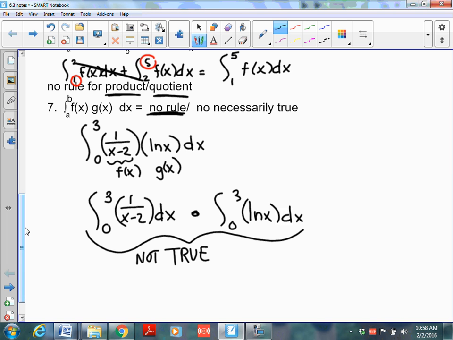We'll show you a different way to solve problems like multiplication or division, the product and the quotient. So just remember you cannot break up a product or quotient and just assume you get the same answer. Okay.